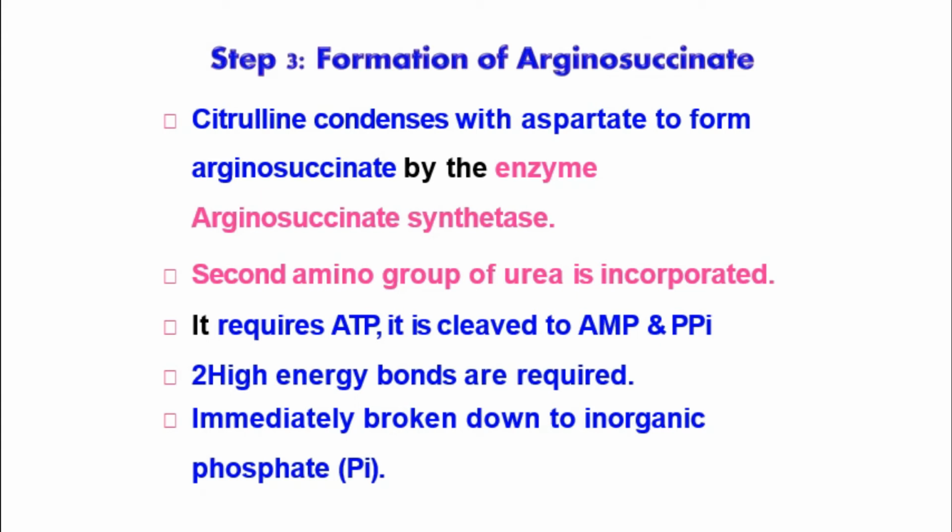If you remember, there were two different sources of nitrogen. The first one was from ammonia, and the second one was from the amino acid aspartate. So during this process, the second amino group is incorporated into the urea. Now this process also requires ATP, because it involves breakdown of bonds.